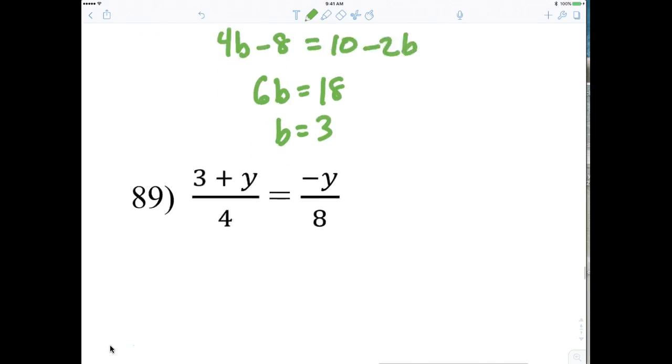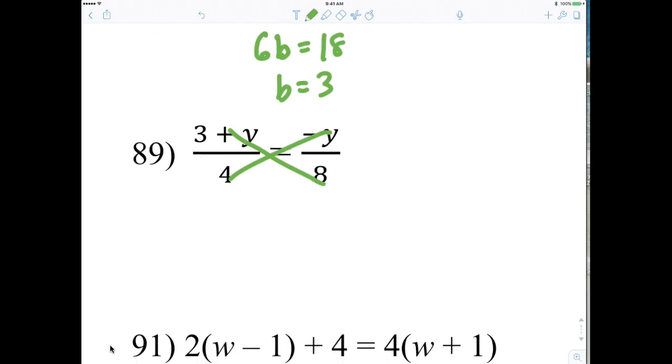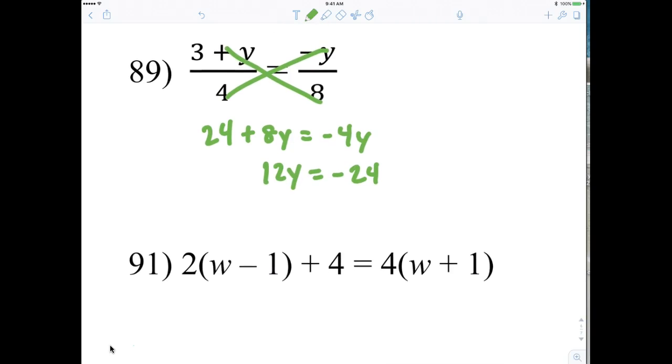All right. Now for 89, we're just doing what? Cross multiplying, right? So we get 24 plus 8y equals negative 4y. Everybody okay with that? Now again, I would add the 4y and move the 24, so I'd have 12y equals negative 24. Al, you with me? Yeah. And so y equals what? Beautiful. Y equals negative 2.